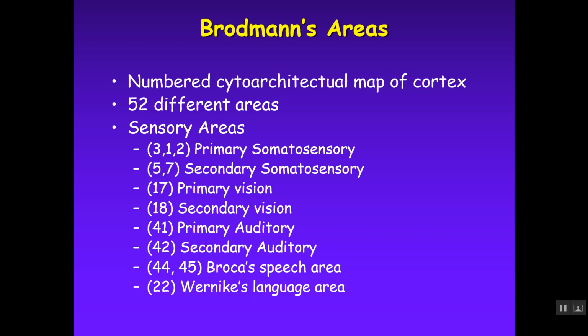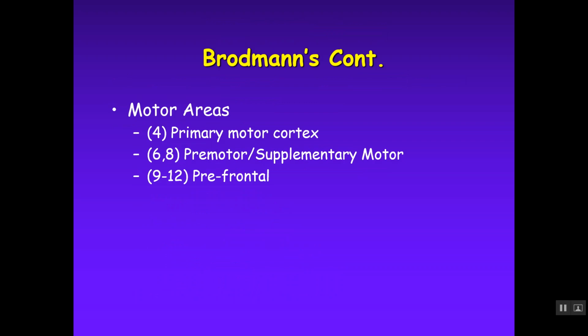They're layered at 3, 1, and 2 as it goes back. You'll see here in a second. That's in order of how you would go back from in the sensory system. You have the secondary somatosensory in areas 5 and 7. Primary vision is area 17. Secondary is 18. 41 is primary auditory. 42 is secondary. 44 and 45 are Broca's area, and 22 is Wernicke's area.